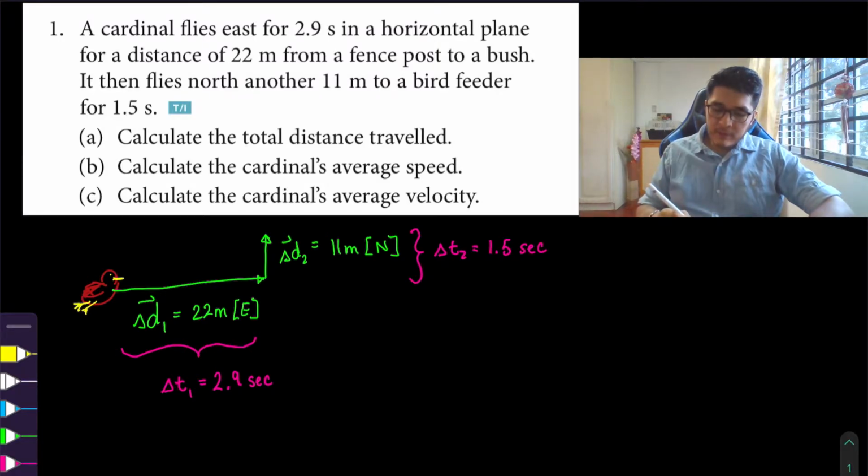Now, what are they asking us to calculate? The first thing they want us to calculate is the total distance traveled. So for total distance, we're going to find delta d t. This is the notation that we use for distance traveled. Total, that's where the t comes in.